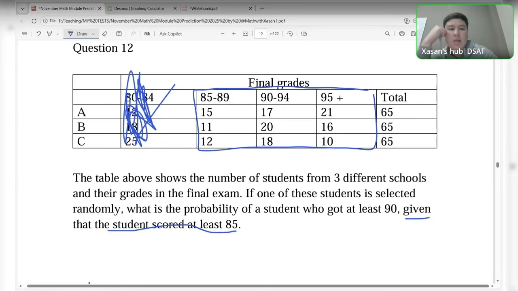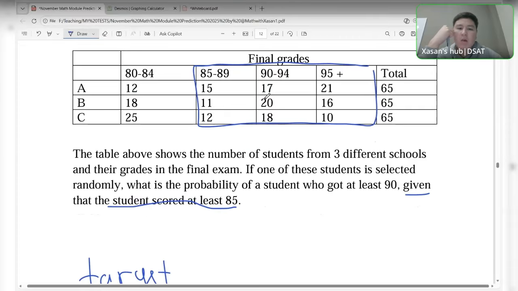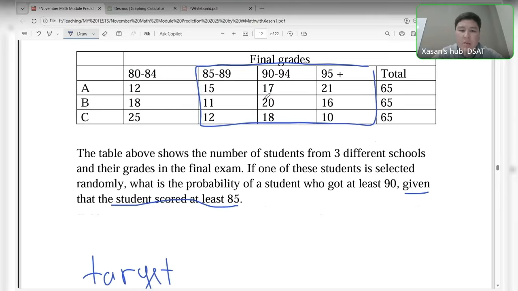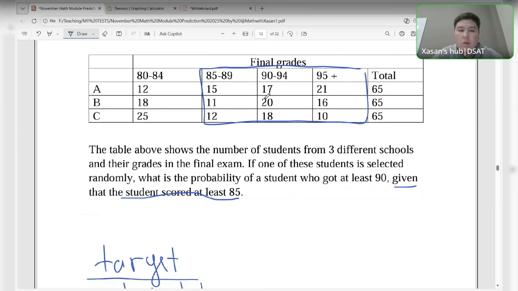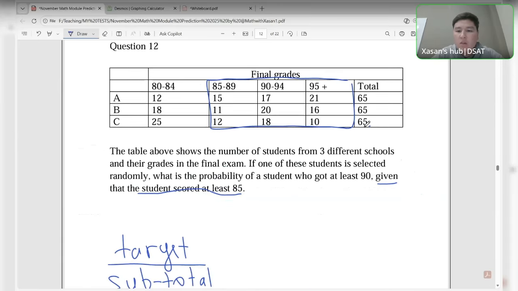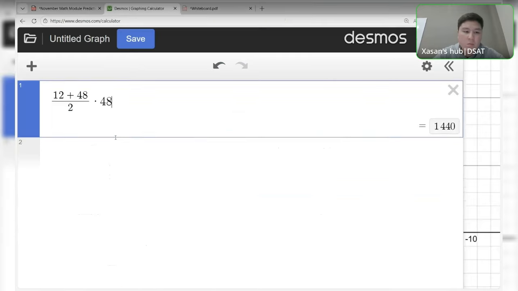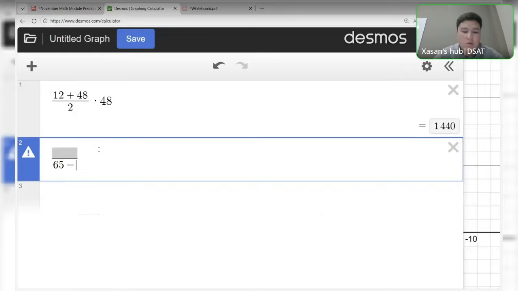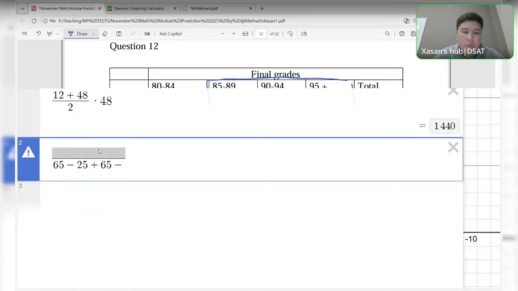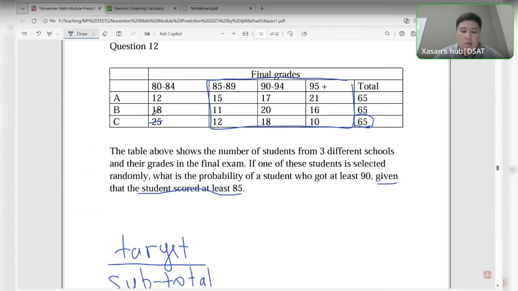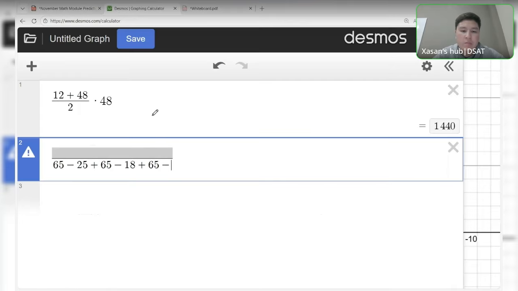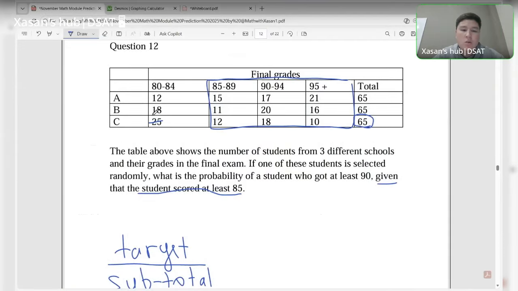this table. And guys, let's just do it like this because we need these numbers. And calculate, guys, how many people got a score of at least 85. You can just add them all, where 65 is the total people. Subtract 25. So 65 minus 25, and add 65 minus 18 in school B, and add 65 minus 12. I'm just eliminating those who got less than 85.